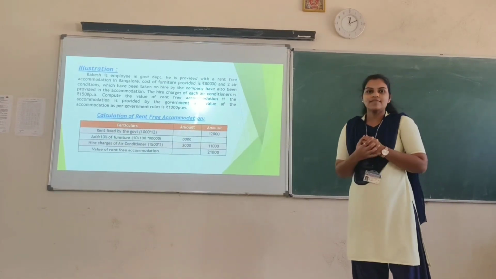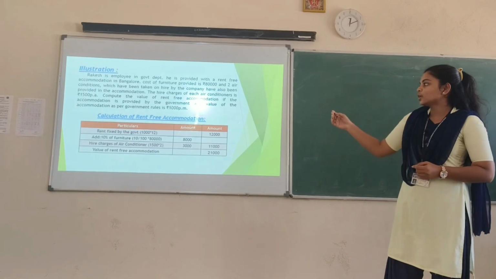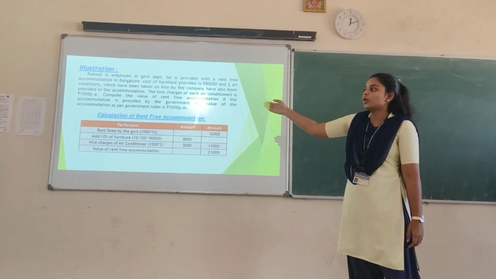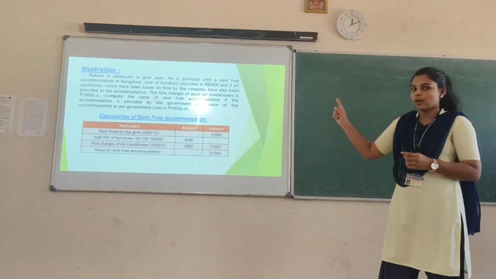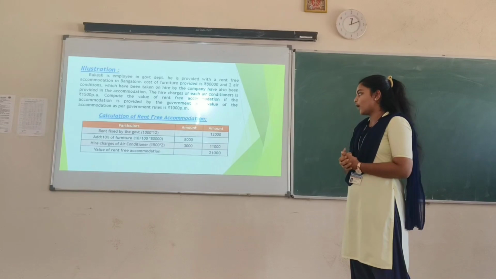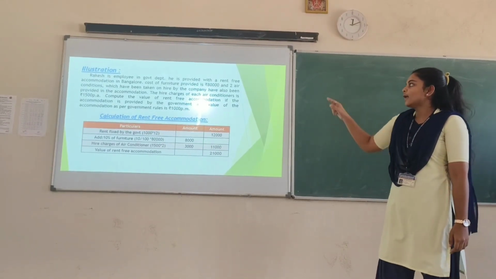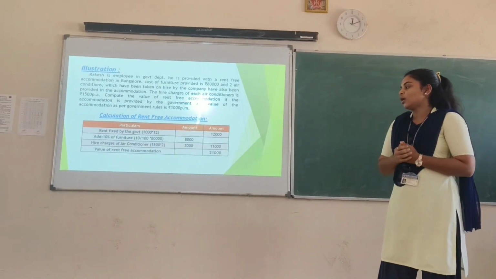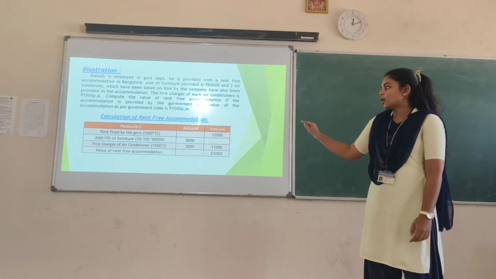So, as I have said, the format of rent-free accommodation: the calculation of the rent-free accommodation rent fixed by the government is given in the question, that is 10,000 per month. In 1 year there are 12 months, so we should multiply by 12, then we'll get 120,000. At 10% of furniture, the cost of the furniture given in the question is 80,000, we should multiply by 10%, then we'll get 8,000.